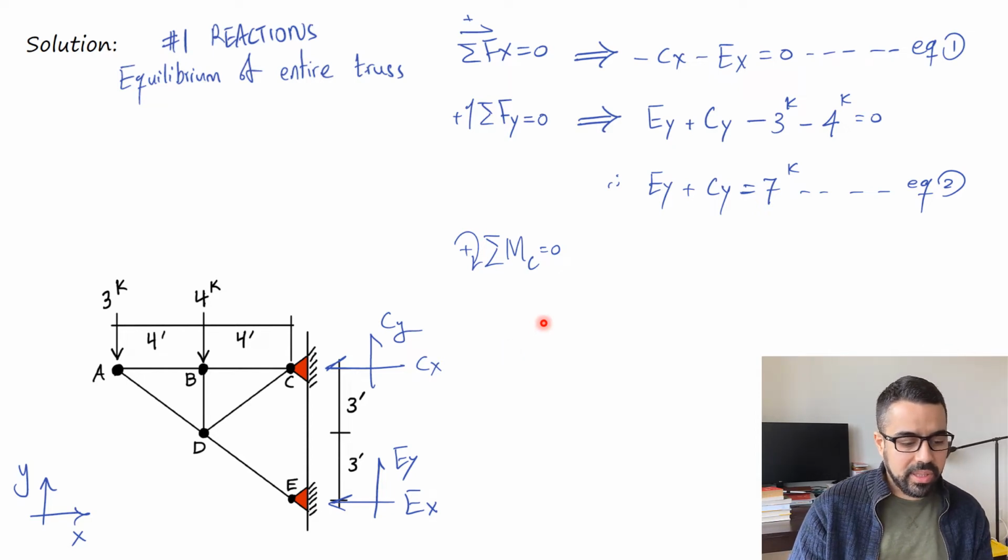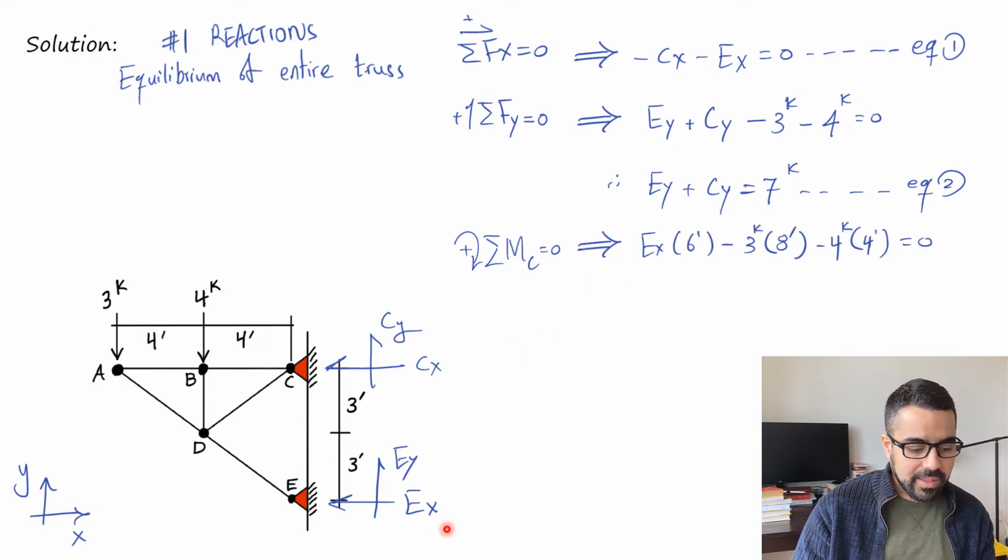So we take it on C. EX, that's the first one, times 6. This is the arm, and it's positive because it's clockwise. This is EX, and it's going that way, right?